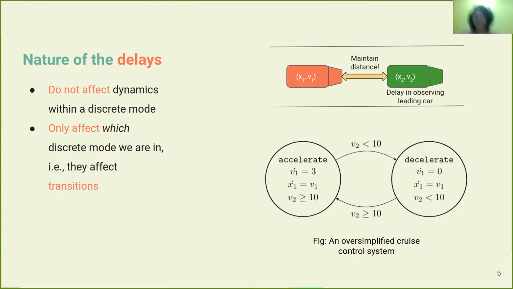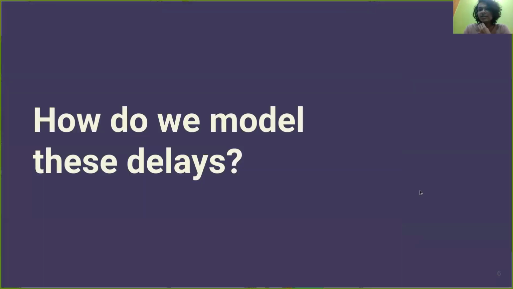So this highlights a very crucial point about the type of delays that we are trying to model, in the sense that they only affect which discrete mode we are in, and not the dynamics within each system. So now, I mentioned earlier that our final objective was to extend the semantic of a hybrid automaton to capture these delays in the observation of some input variables in some sense.